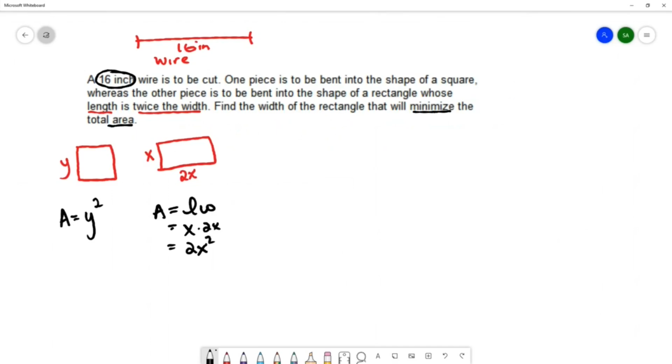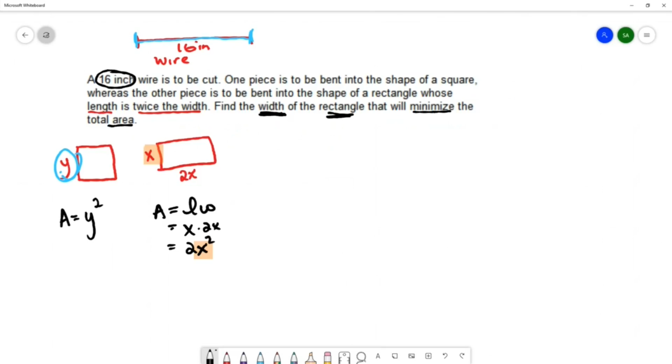Now, I want to be able to use the same variable in both of these because I want to find the total area. And my question here says find the width of the rectangle, so I specifically want to be using the variable x, which is the width of the rectangle. So I want to be able to change this variable of y in terms of x. And I'm going to be able to do that because I am starting with this 16 inches of wire and cutting it, so I'll be able to figure out the value of y in terms of x.